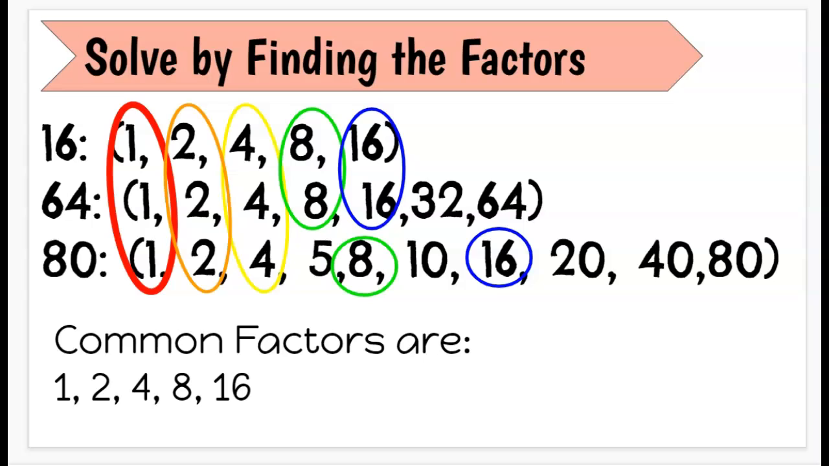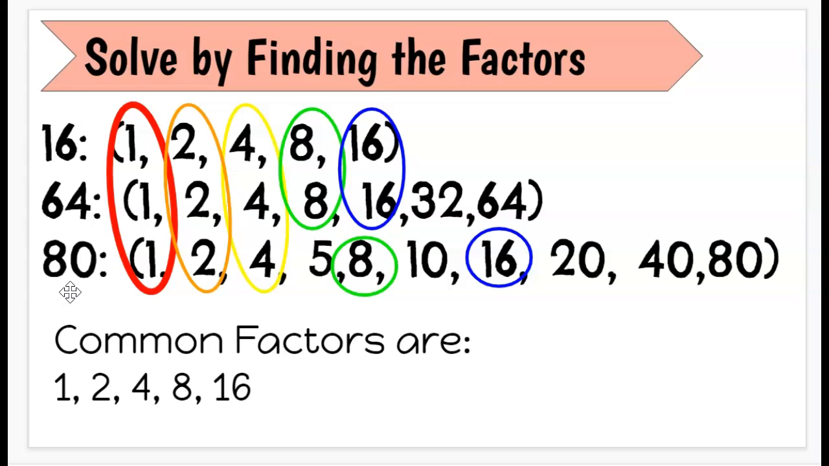Next, I will need to list my numbers. I have 16, 64, 80. And from my factors list, I know that 1, 2, 4, 8, 16, under my number 16, are my factors. I went on and did the same thing for my numbers 64 and 80.